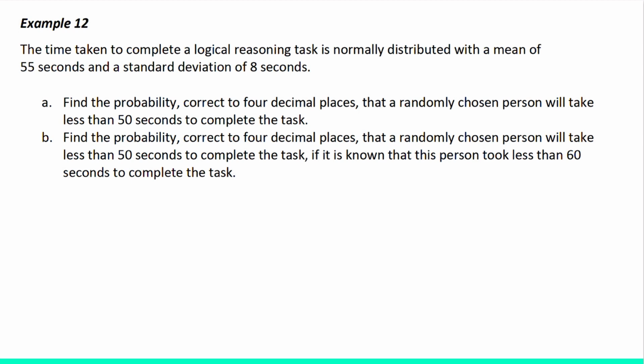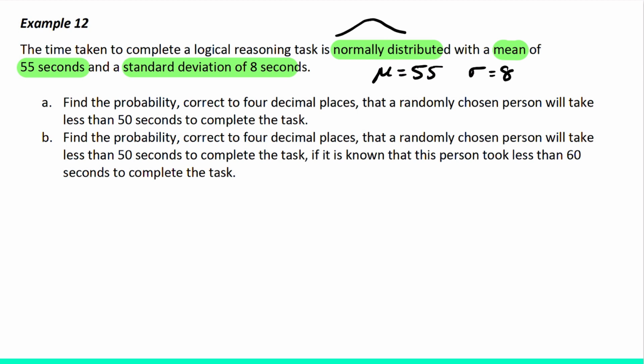The time taken to complete logical reasoning task is normally distributed. As soon as you see this word, you're thinking bell curve, you're thinking your mean, your standard deviation, everything we've learned in this exercise. It's got a mean of 55 seconds and a standard deviation of 8 seconds. That is the first thing that I would highlight and write down before you even need to continue. Mean 55, standard deviation 8. It's really important that you recognize what kind of distribution you're in and you're able to label those.